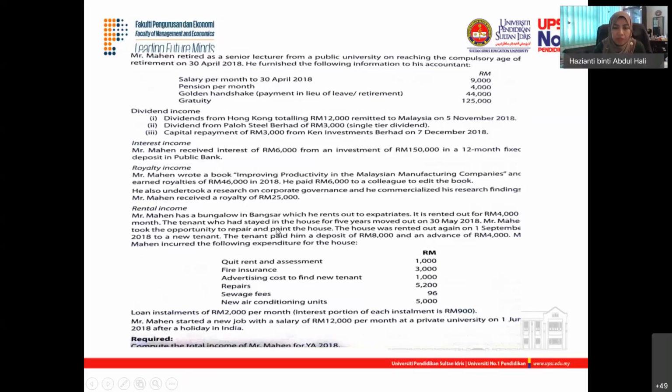The tenant who had stayed in the house for 5 years moved out on 30th May 2018. So he took the opportunity to repair and paint the house, and it was rented out again to a new tenant. The tenant paid him a deposit of 8,000 and an advance of 4,000, and he incurred the following expenditure: quit rent, fire insurance, advertising cost, repair, switch, new air conditioning. Loan installment of 2,000, of which the interest portion is 900. He started a new job with a salary of 10,000 per month at a private university on 1st June 2018 after a holiday in India. Compute the total income for Mr. Mahen for year of assessment 2018.